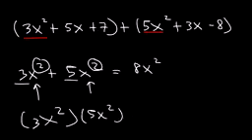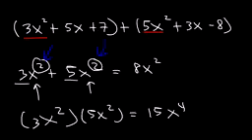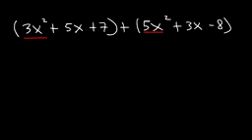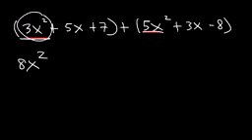For example, 3x squared times 5x squared is 15x to the 4th. But when adding and subtracting, the exponent does not change. But when multiplying, it can change if you're multiplying or dividing. So 3x squared plus 5x squared is 8x squared. They're like terms. By the way, we can't add 3x squared and 3x because they're not the same.